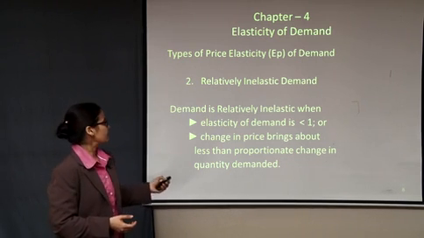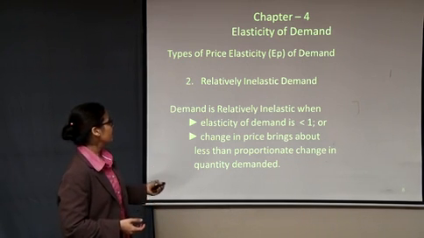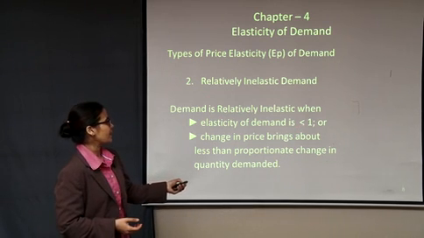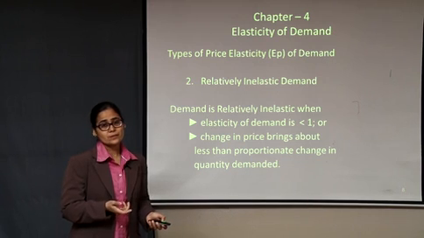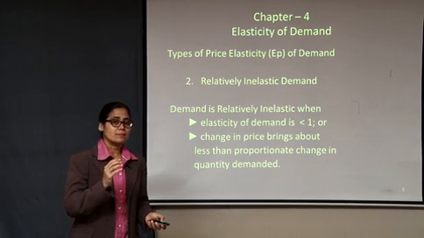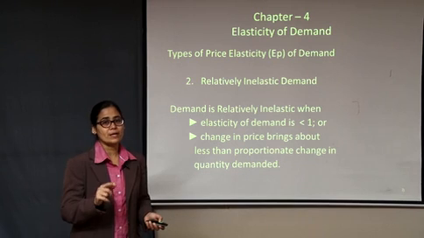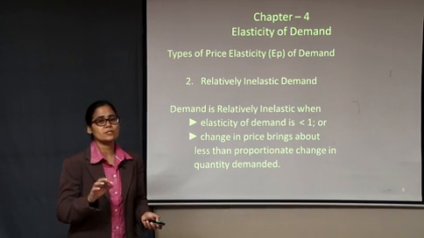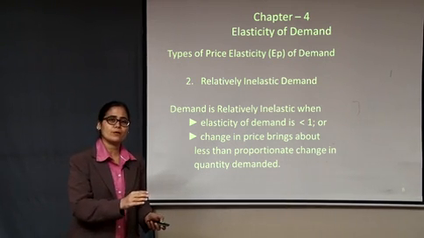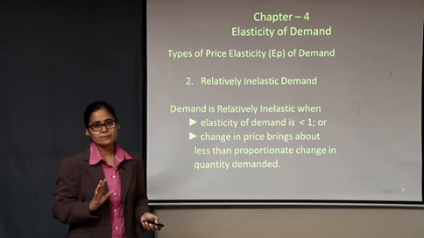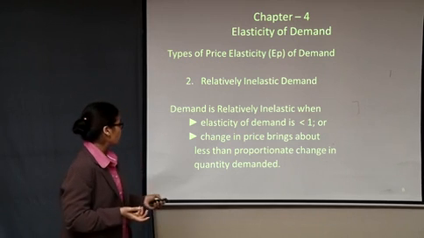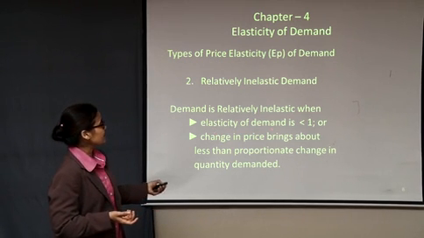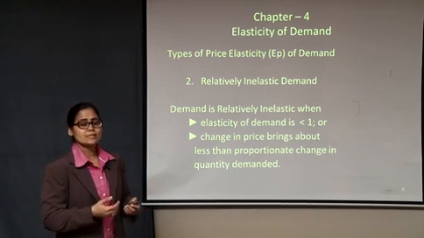This is the second type of price elasticity of demand. When can we classify the product coming in this category? When our elasticity of demand answer is less than 1. Less than 1 means greater than 0 but less than 1. It can be from 0.1 till 0.9, 0.99 also.